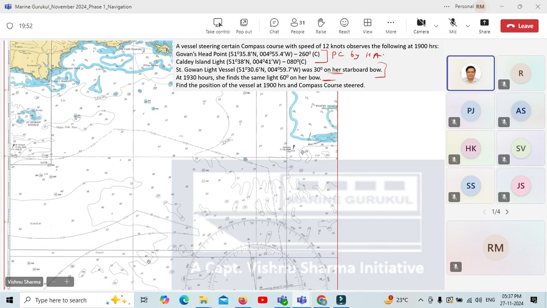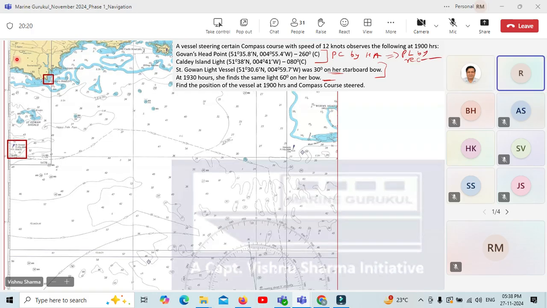Yes or no between this pair? Correct, Beta? Yes, sir. Now, what is the horizontal angle between them, Beta? How much is the horizontal angle? 180 degrees, reciprocal bearing. Yes, and when the horizontal angle is 180 degrees, it becomes a reciprocal bearing. So here you will actually get a PL by reciprocal bearing, a position line.